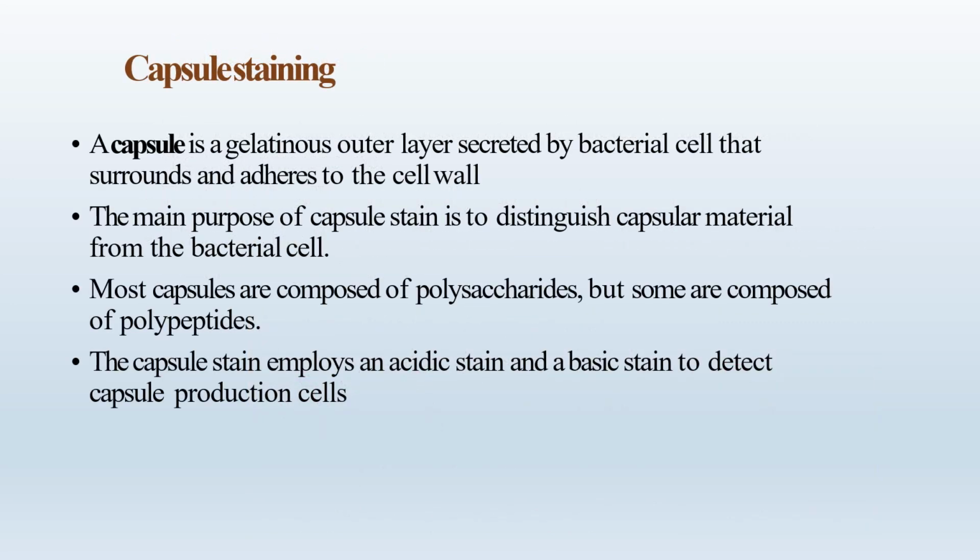Capsule staining. A capsule is basically a gelatinous outer layer secreted by bacterial cells that surrounds and adheres to the cell wall. The main purpose of capsule staining is to distinguish between the capsular material and the bacterial cell. Capsules are basically composed of polysaccharides, but some are also composed of polypeptides. Capsule staining employs an acidic stain and a basic stain to detect capsule-producing cells.